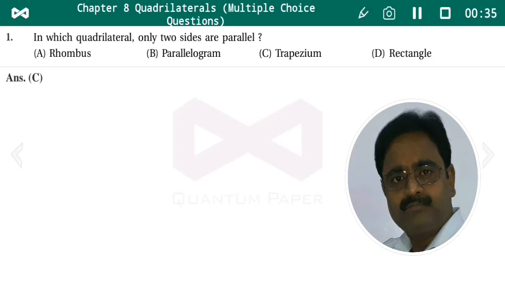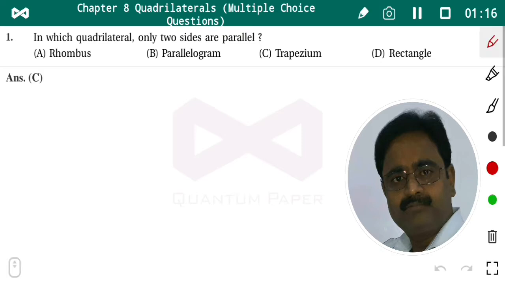First question is given: in which quadrilateral only two sides are parallel? Two sides are parallel, it is asking. Only two sides means one pair of opposite sides. So in which quadrilateral? As the options, if you are seeing, rhombus: both pairs of opposite sides are parallel. Parallelogram also: both pairs of opposite sides are parallel. In trapezium only one pair of opposite sides is parallel, and in rectangle both pairs of opposite sides are parallel. So our answer is C, which is trapezium.